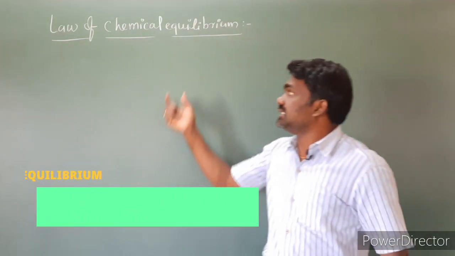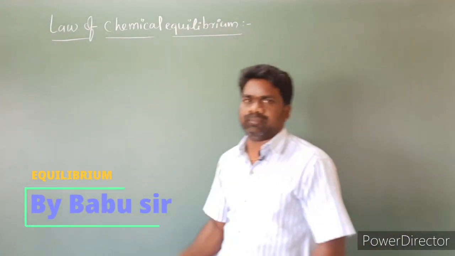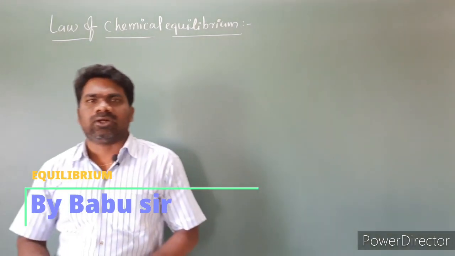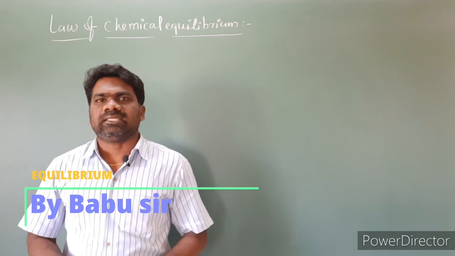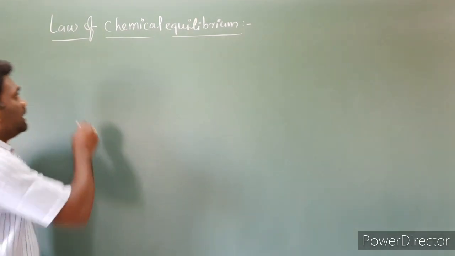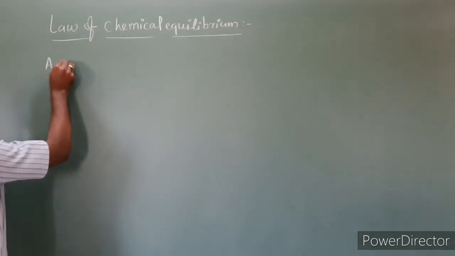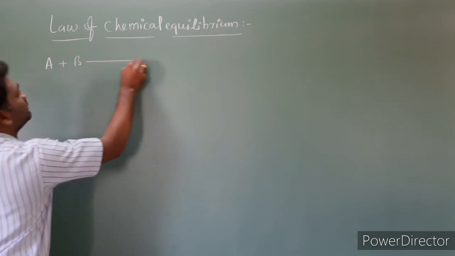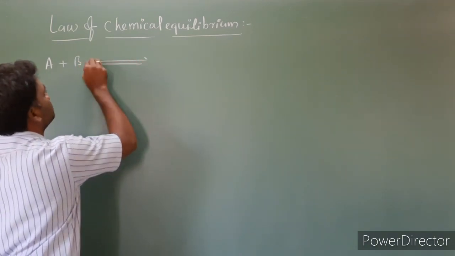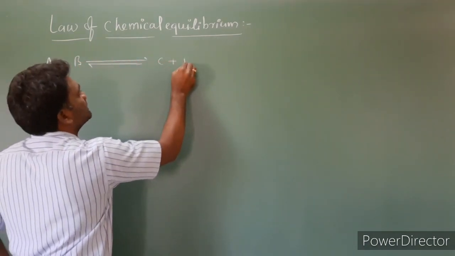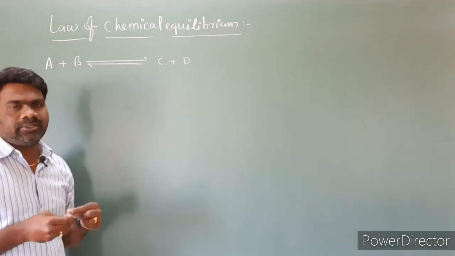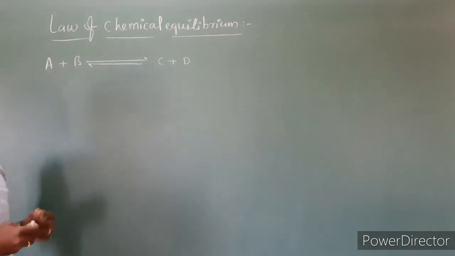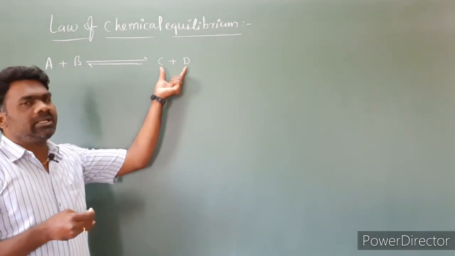Today's topic is the law of chemical equilibrium. Now let us understand the law of chemical equilibrium by taking a general example. Let us consider a general reversible reaction: A plus B gives rise to C plus D. It is a general reversible reaction. Here A plus B are the reactants and C plus D are the products.